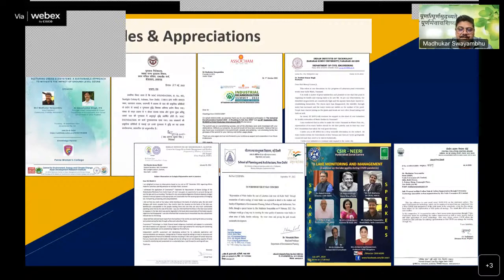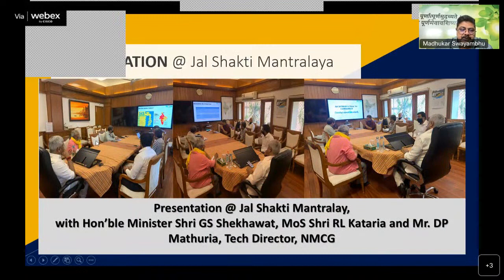sequestration through water bodies. This was our presentation with the Honorable Minister for Jal Shakti. This was inside the ministry in his chamber only. Here you can see the Honorable Minister, Mr. Shekhawat, is there. He was the Minister of State, Ratanlal Kataria ji, when we gave the presentation in 2020. He is Director Technical for NMCG, Mr. D.P. Mathuria.